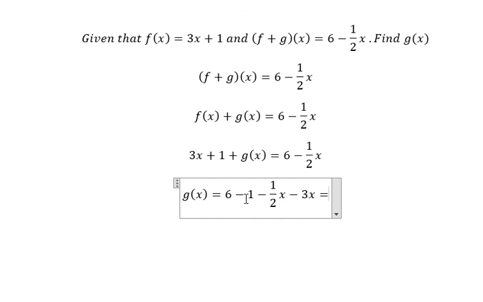So 6 minus 1, we have the number 5. Negative 1 over 2, minus the number 3, we have negative 7 over 2s.